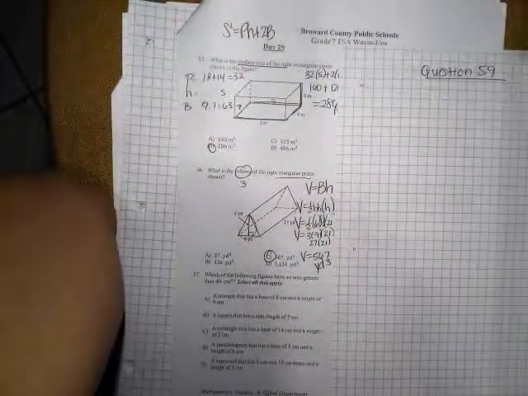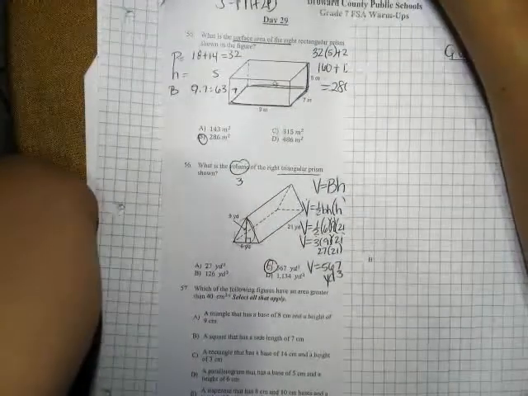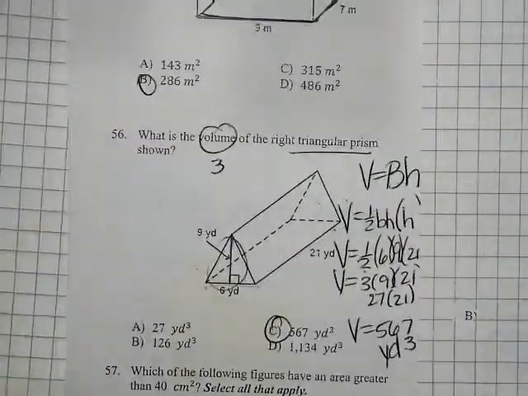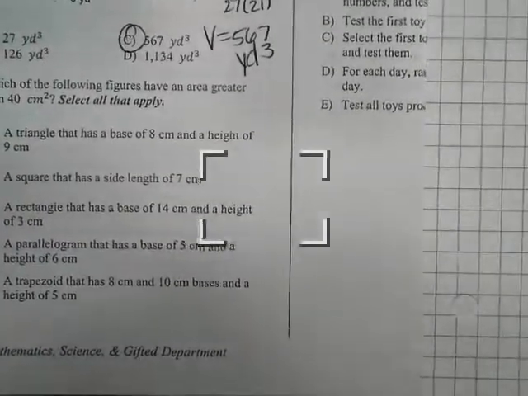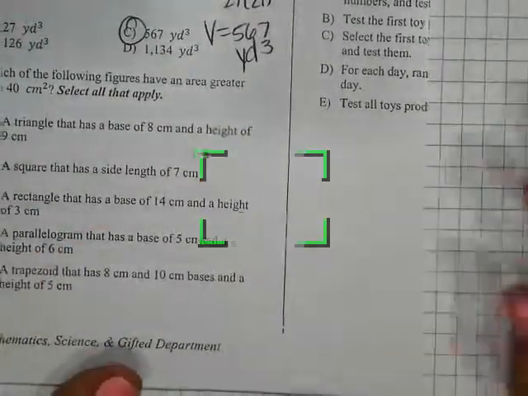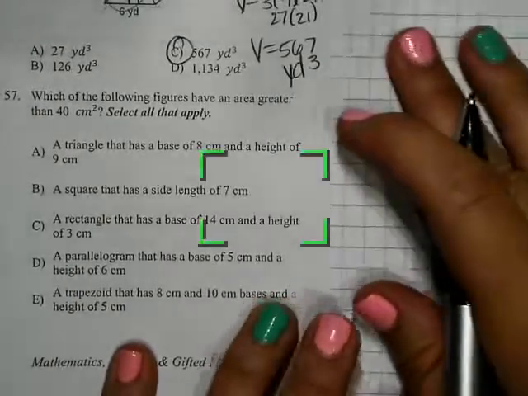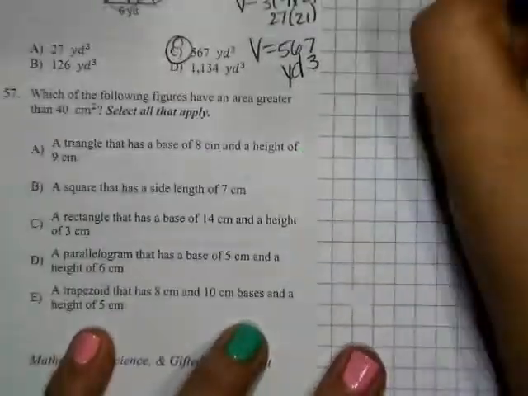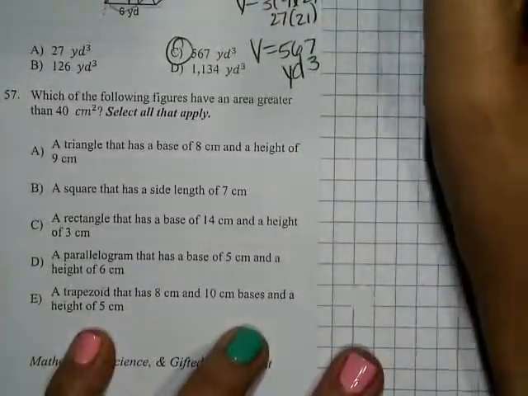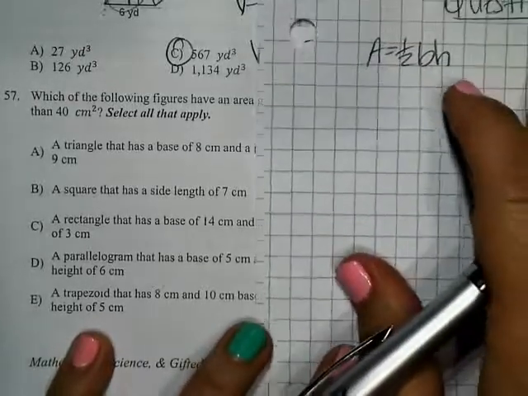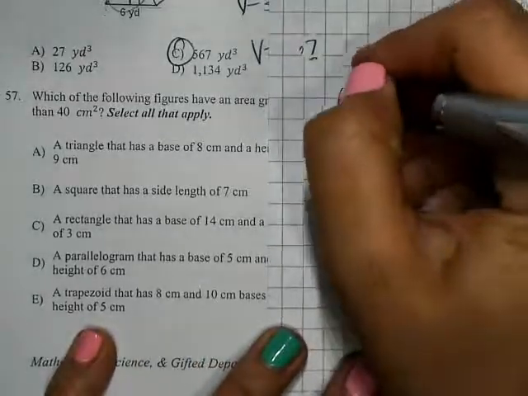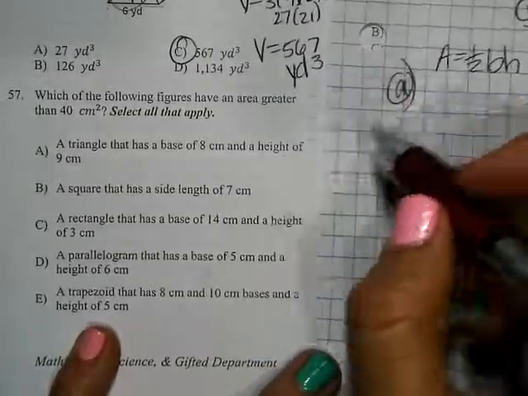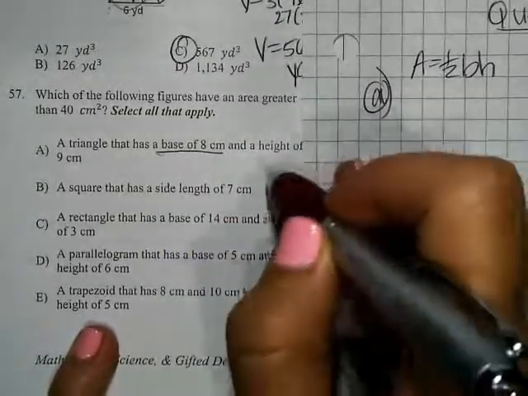All right, so now we're at question 57. Which of the following figures have an area greater than 40 centimeters squared? Okay. Formula for the area of a triangle, 1/2 base times height. So for part A, all you need to do is take the measurements and substitute them into your formula.